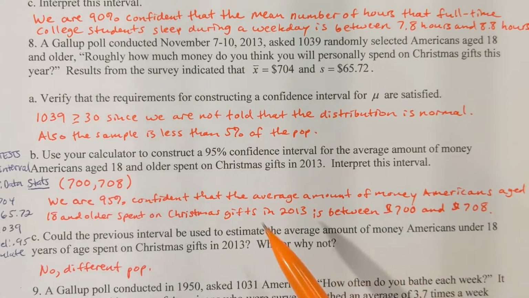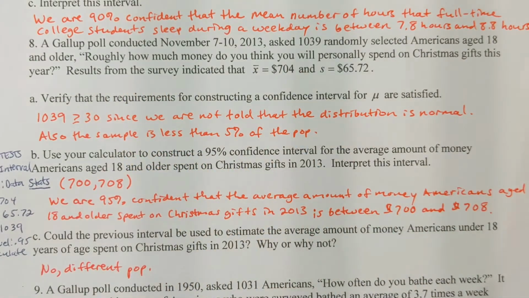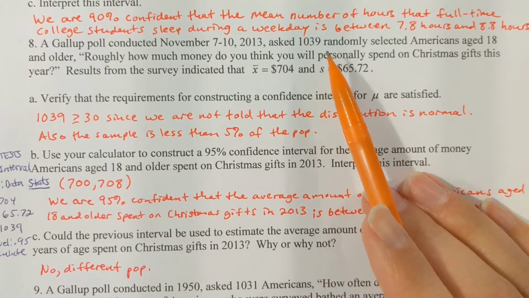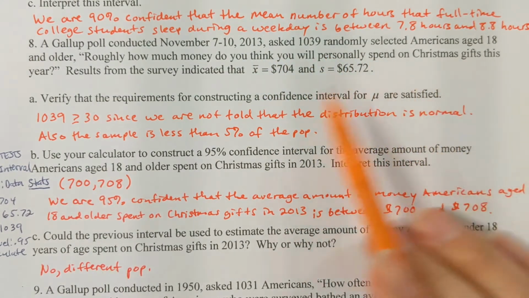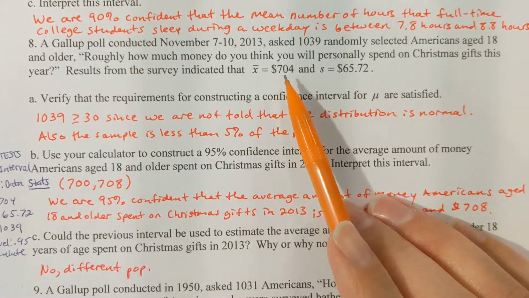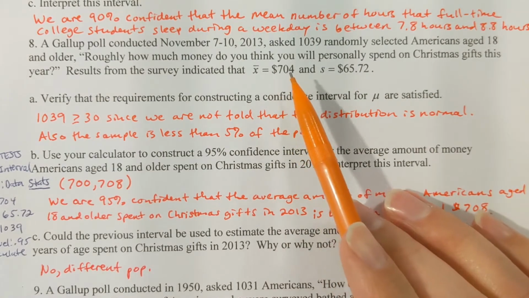We're on problem 8. It says that a Gallup poll conducted in 2013 asked 1,039 randomly selected Americans age 18 and older, roughly how much money do you think you'll spend on Christmas gifts this year? Results from the survey indicated that the sample mean is $704 and the sample standard deviation is $65.72.